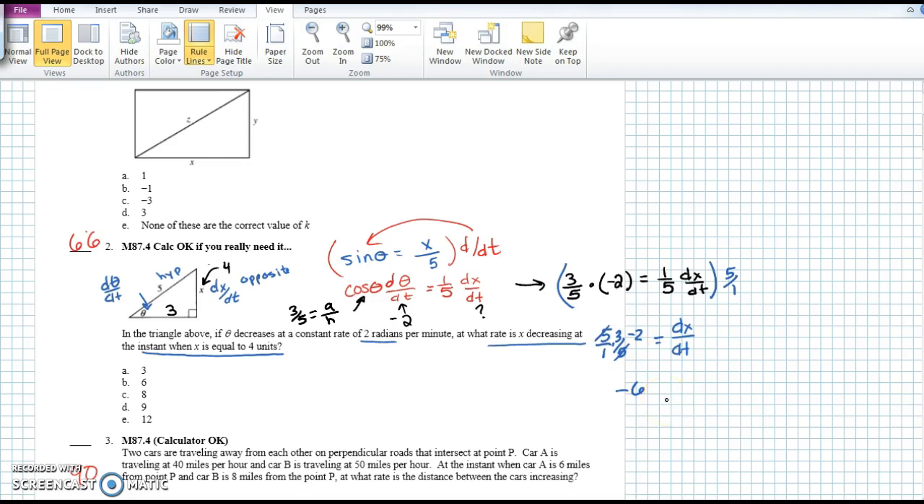Radians per minute. Or I'm sorry, I'm not given any units, so just negative 6. But because we are told that x is decreasing, that's the negative portion, so I shouldn't expect a negative to show up in my answer because I know that we're decreasing, so I'm just looking for the 6.